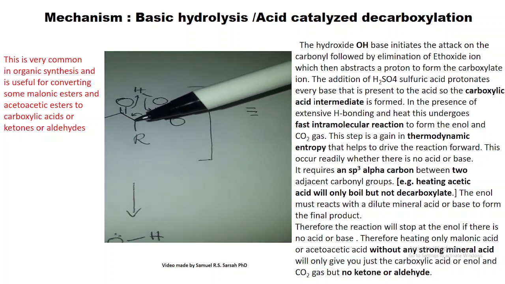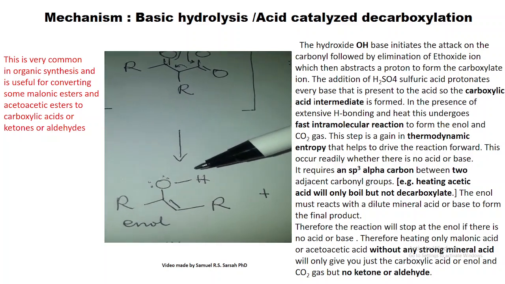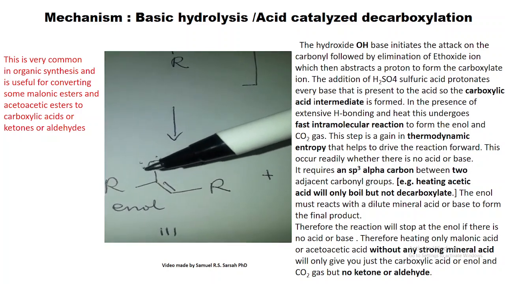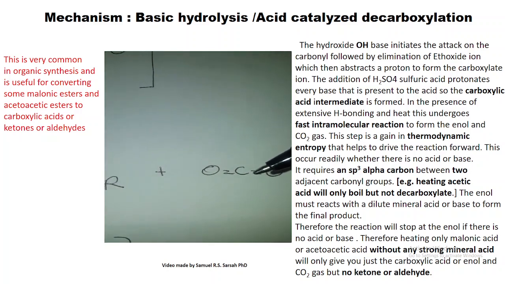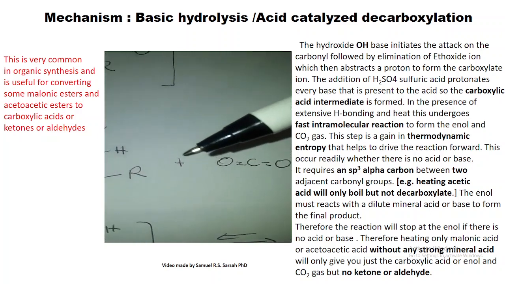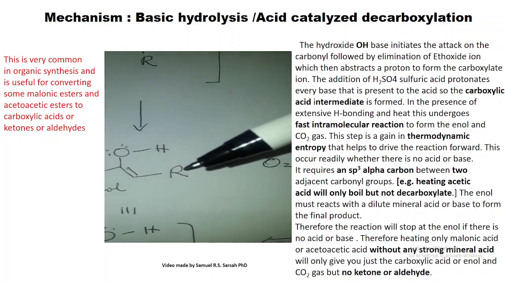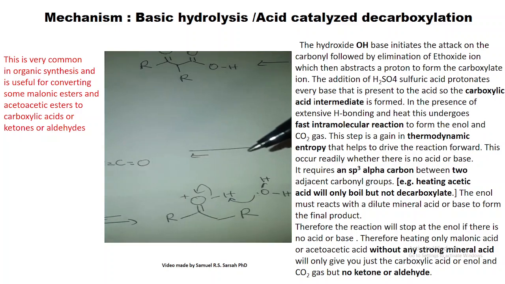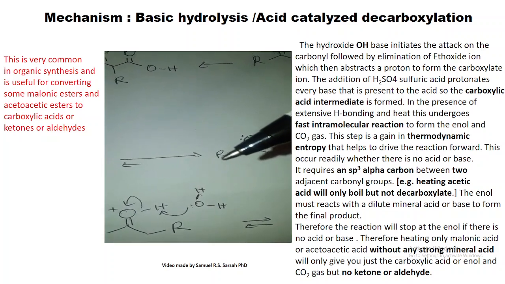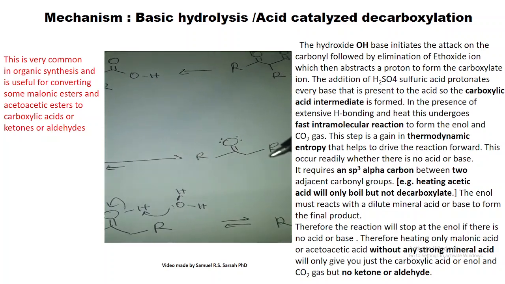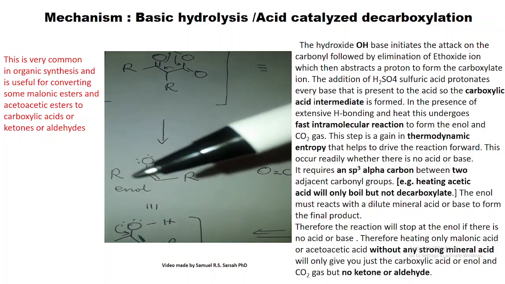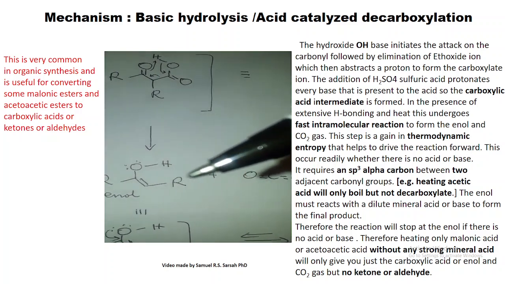So this will lead to the formation of the enol that you're looking for. And then carbon dioxide is eliminated, CO2. Now the enol will tautomerize and give us a ketone. Okay. So you can just stop right here, since we've shown the formation of the enol. You can stop right here.